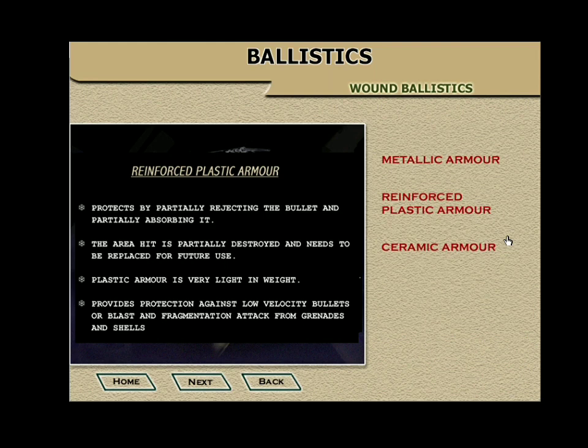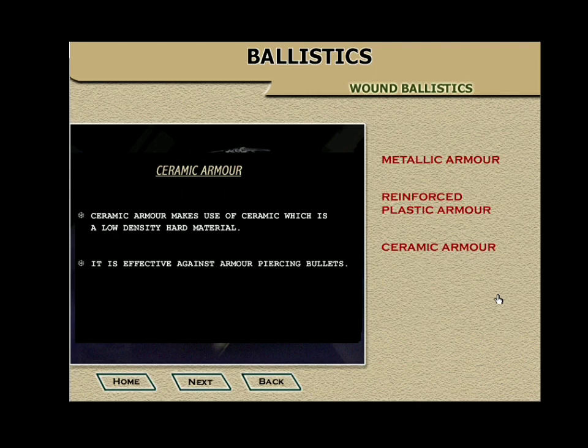Reinforced plastic armor protects by partially rejecting the bullet and partially absorbing it. The area hit is partially destroyed and needs to be replaced for future use. The plastic armor is very light in weight and provides protection against low velocity bullets or blast and fragmentation attack from grenades and shells. Ceramic armor makes use of ceramic, which is a low density hard material. It is effective against armor piercing bullets.